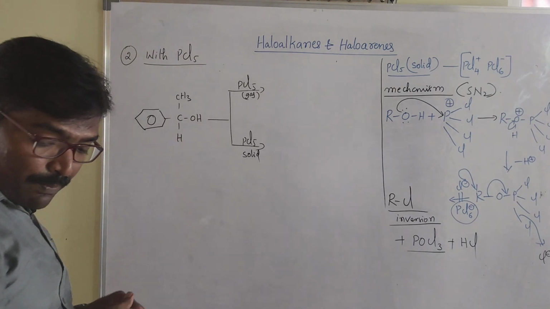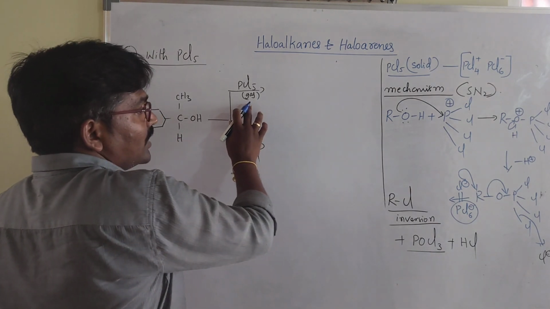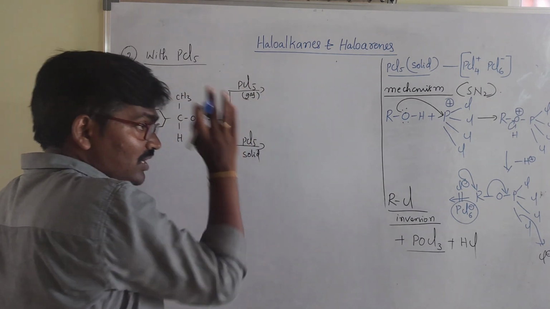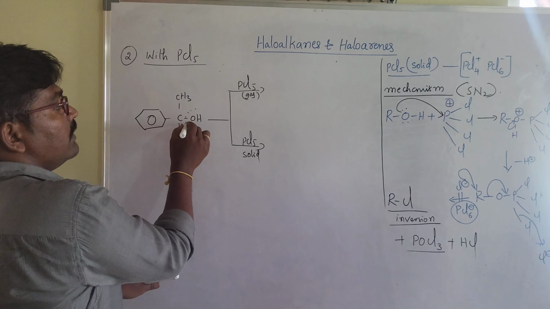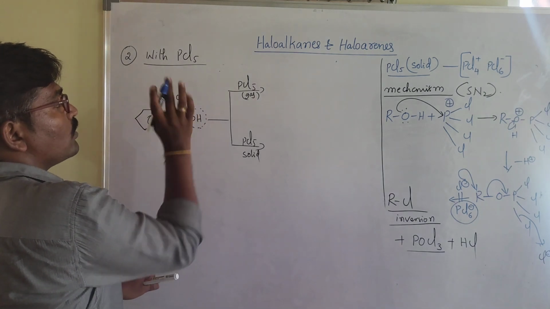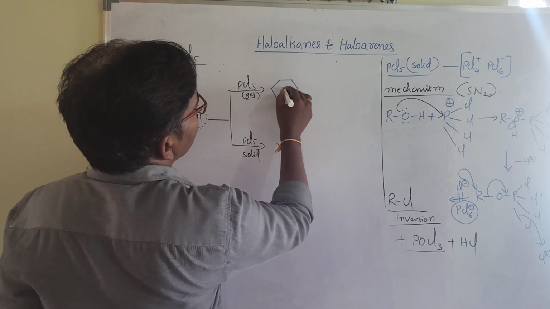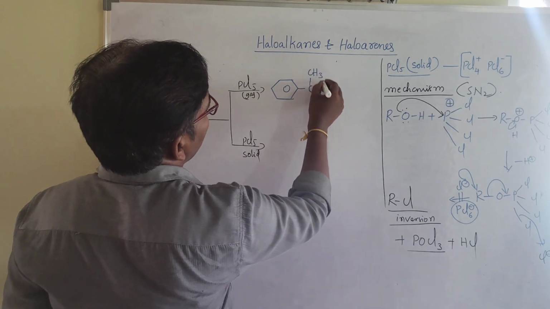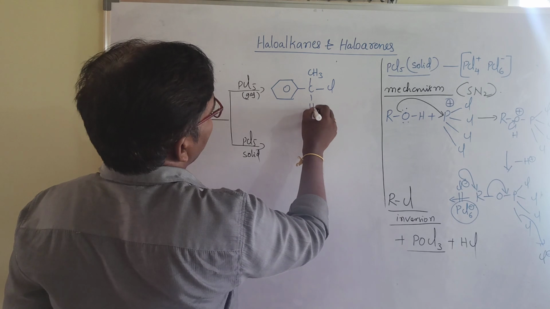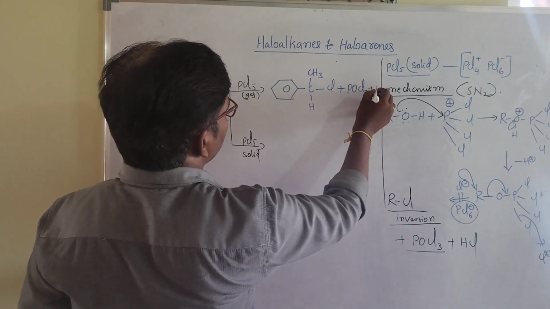So reaction product when present in the gaseous state, retention configuration is nothing but wherever the leaving group is there, at the leaving group position, the nucleophile will be taken. So product we can expect CH3, then Cl, then H. So byproducts are as usual POCl3 plus HCl as usual.